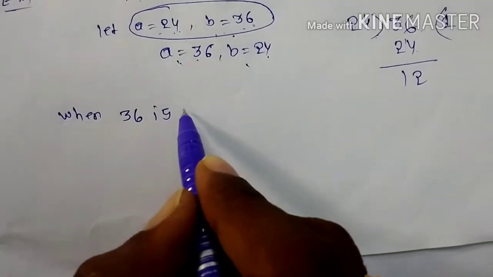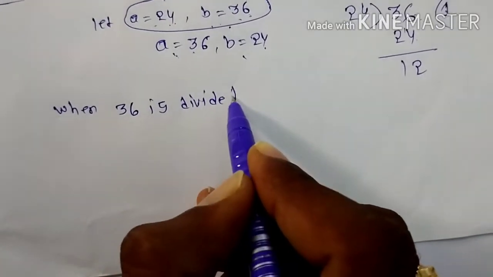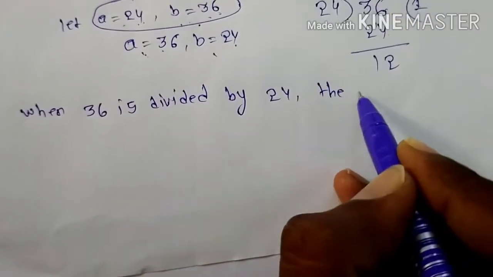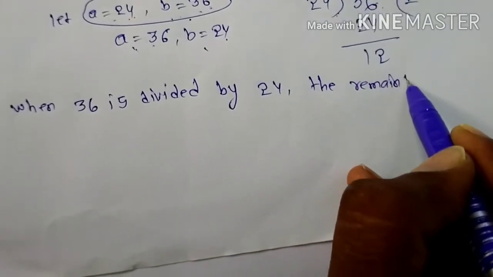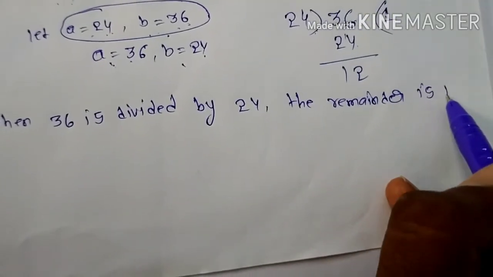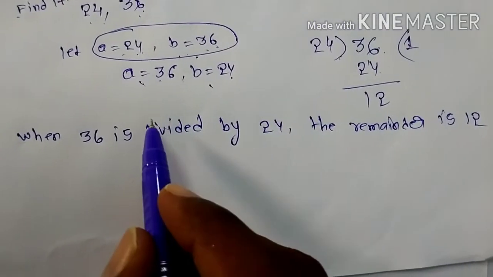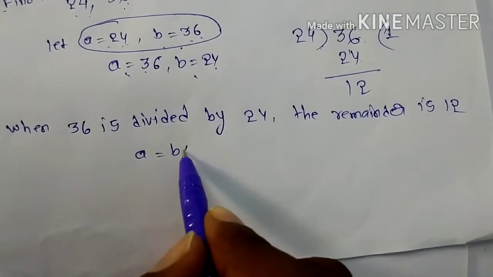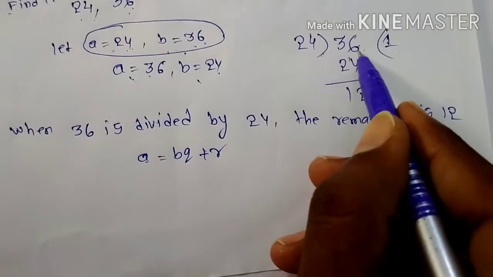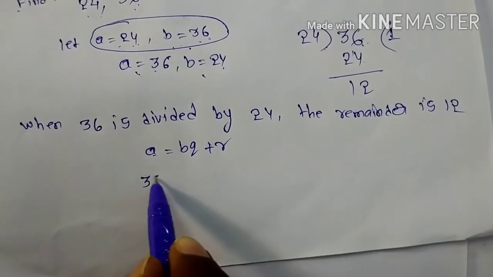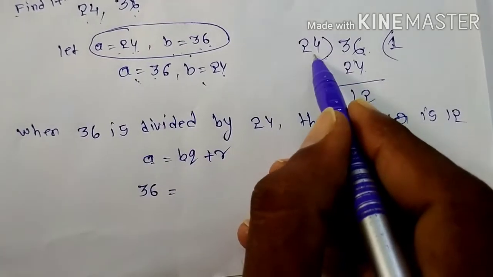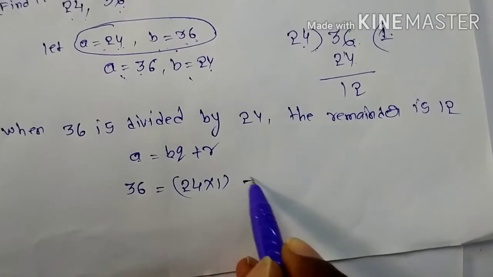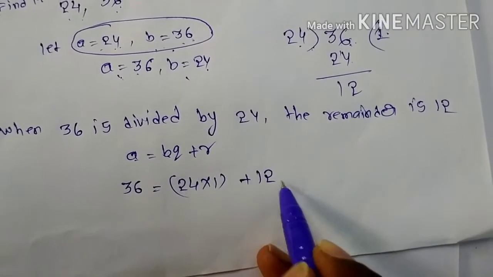Now we can write: when 36 is divided by 24, the remainder is 12. You can write this in the Euclid division lemma form. You know that a = bq + r. In that method, you can write 36 = 24 × 1 + 12, where b is the divisor, 24 into 1, plus the remainder, 12.